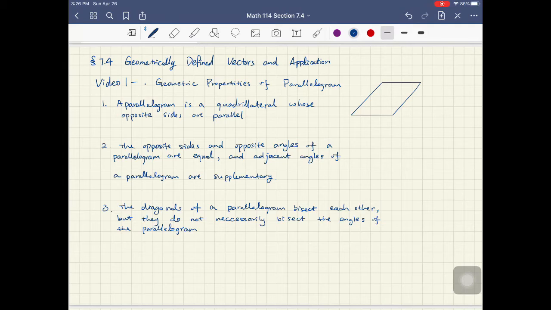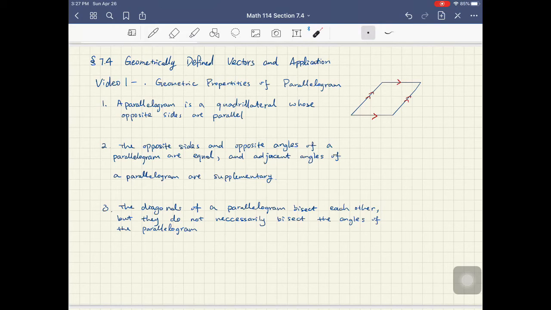Here we're going to talk about three properties of a parallelogram. The first property says a parallelogram is a quadrilateral, meaning a shape with four sides, whose opposite sides are parallel. So opposite sides are parallel. The top and the bottom are parallel to each other. The left and the right are parallel to each other.